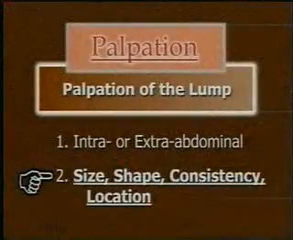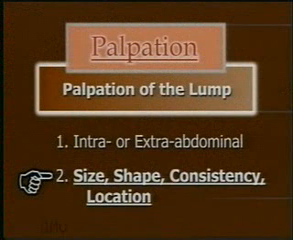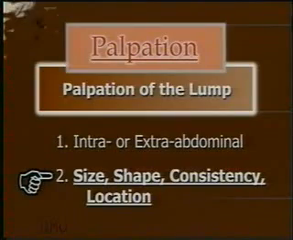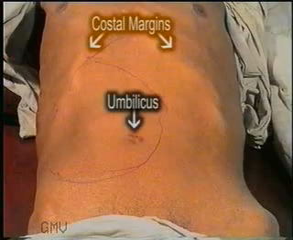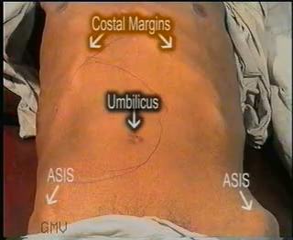Now proceed to palpate the lump in detail. First, identify the borders of the lump. Measure its size in centimeters using a measuring tape. Then note its location in relation to the quadrant involved, and in relation to the costal margin, umbilicus, anterior superior iliac spine or symphysis pubis.